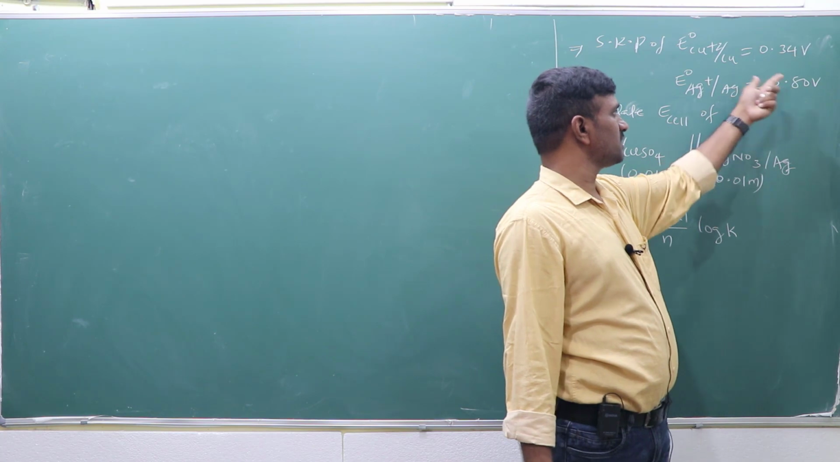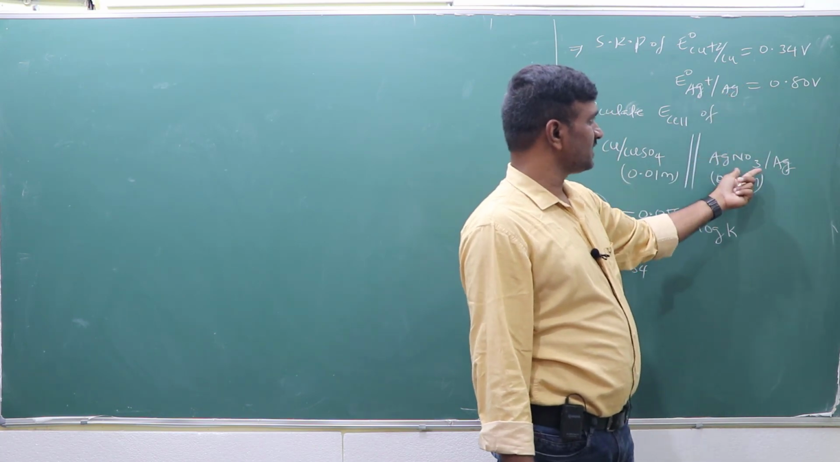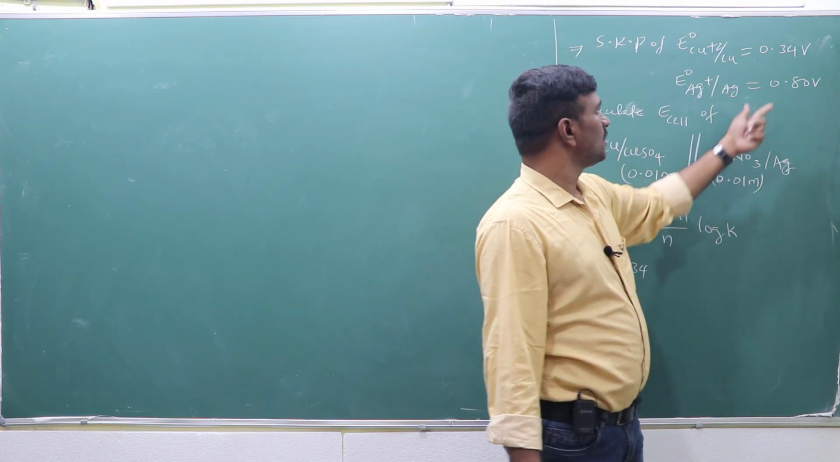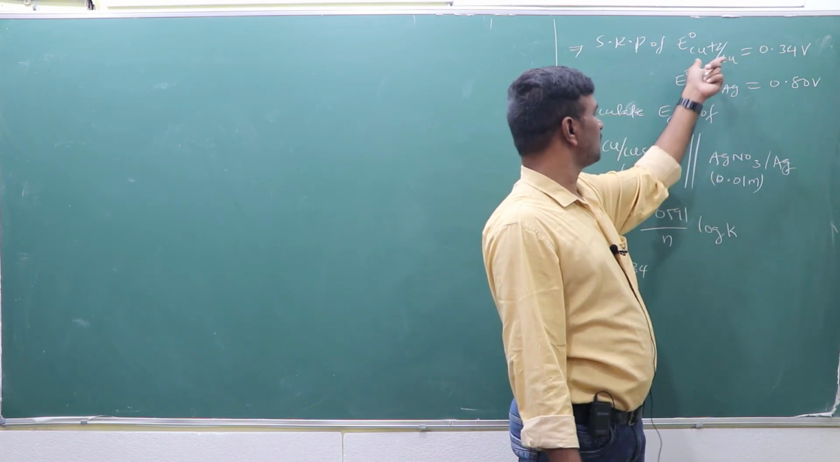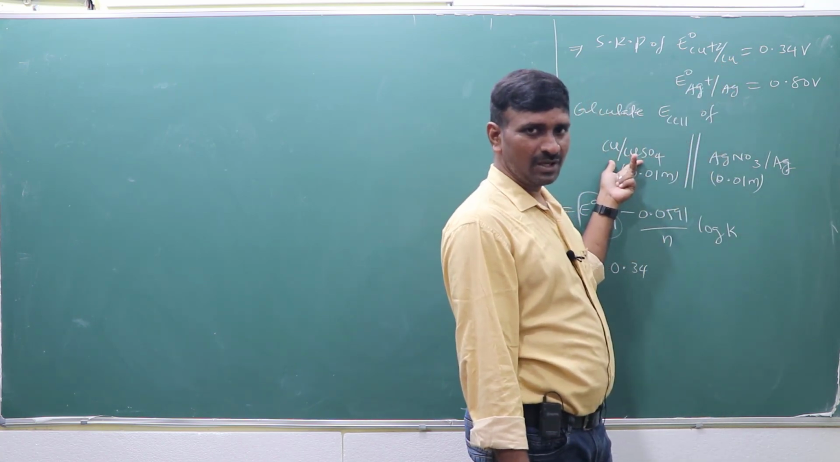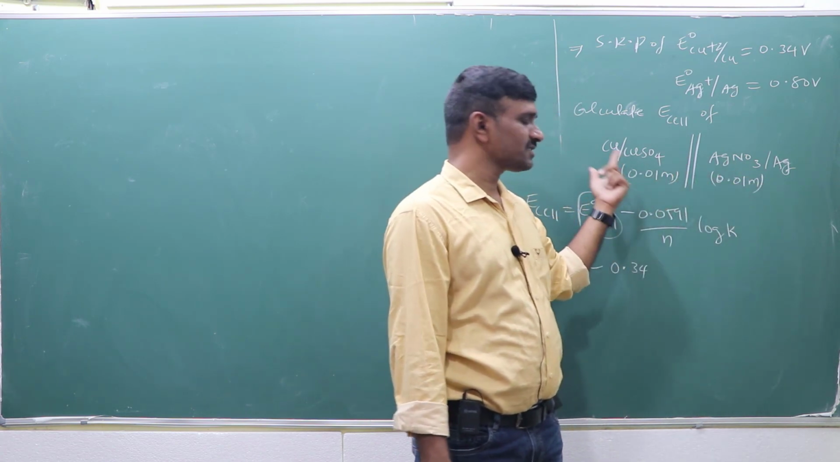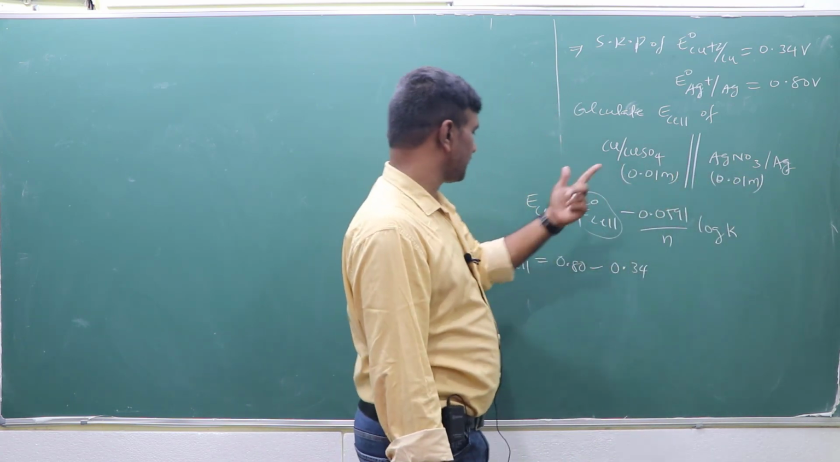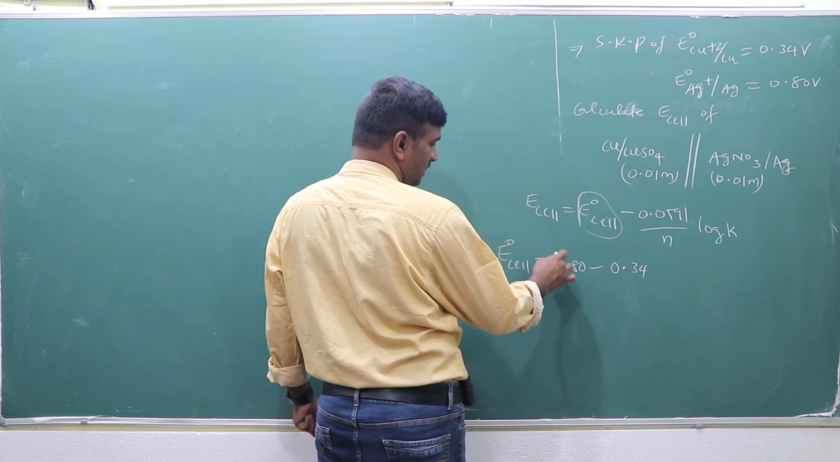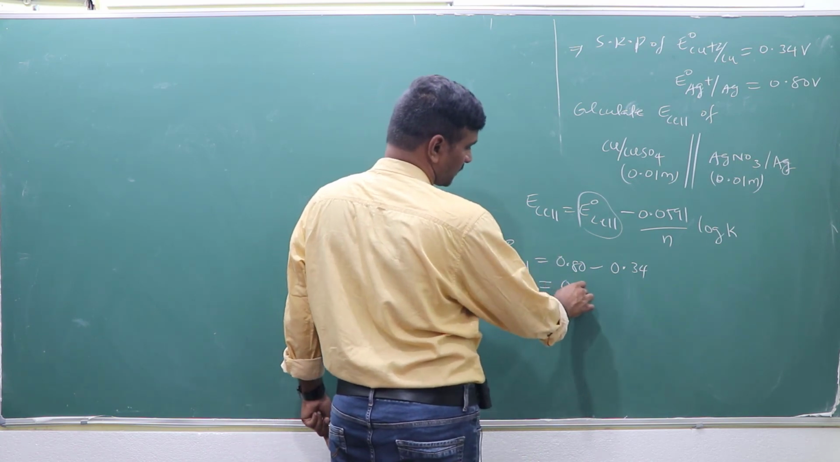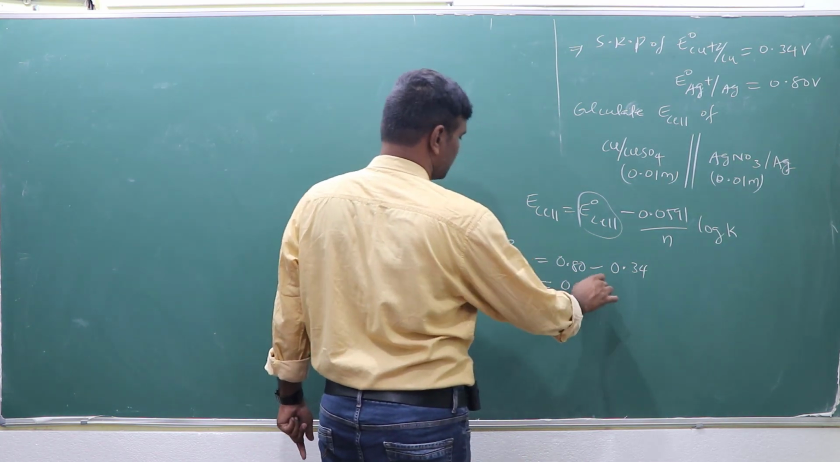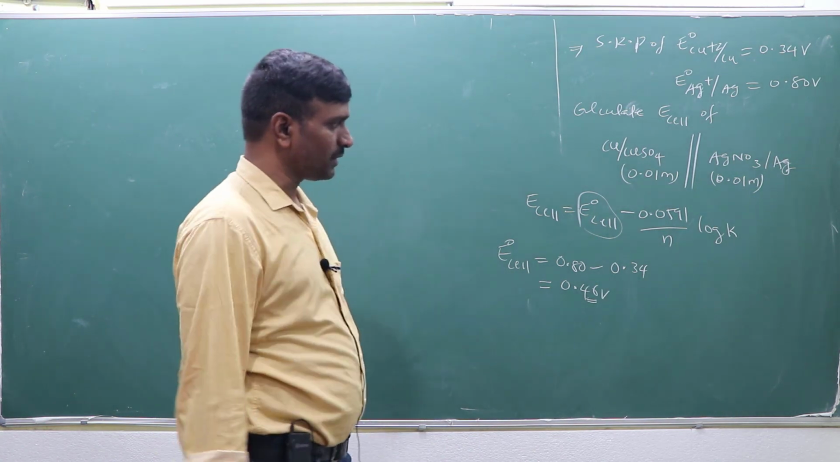Which one, the higher reduction potential, acts as the cathode, where the reduction reaction takes place. The lower reduction potential acts as the anode, where the oxidation reaction takes place. From the cell notation, what is the meaning of the cell notation? The right side is the reduction reaction, the left side is the oxidation reaction. So the E0 cell value is how much? 0.46 volts.